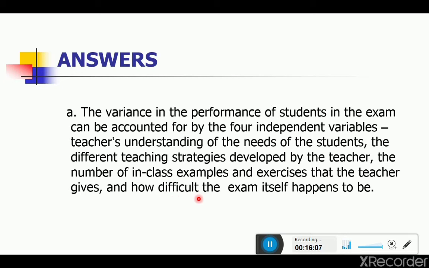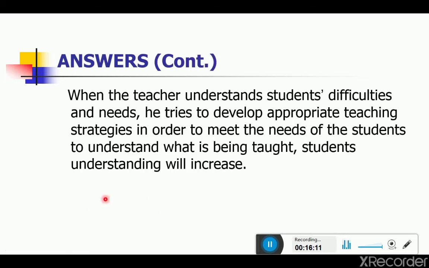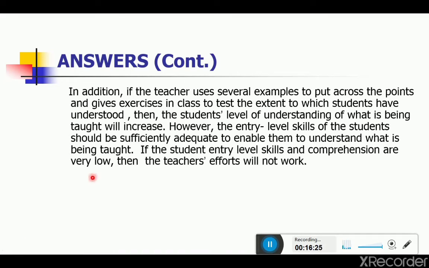that the teacher gives, and how difficult the exam itself happens to be. Now the next thing is that when the teacher understands students' difficulties and needs, he tries to develop appropriate teaching strategies in order to meet the needs of the students to understand what is being taught. Student understanding will increase. In addition, if the teacher uses several examples to put across the points and gives exercises in class to test the extent to which students have understood, then the students' level of understanding of what is being taught will definitely increase.